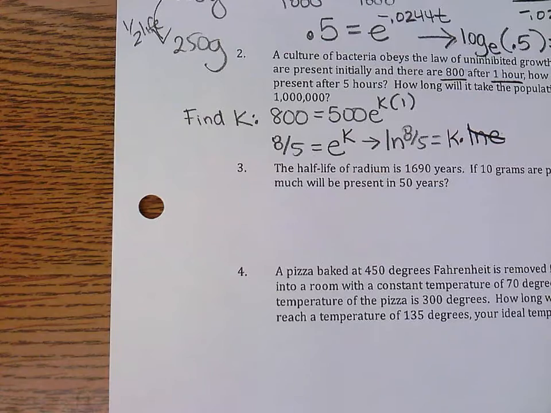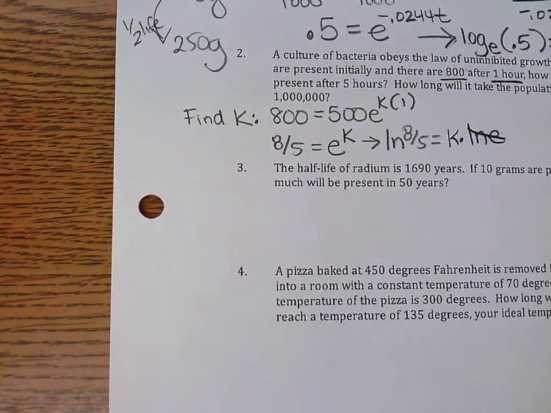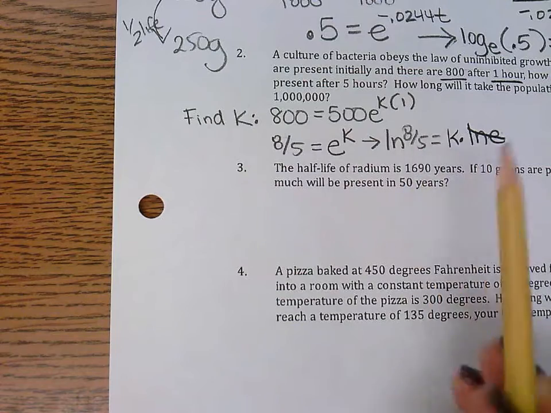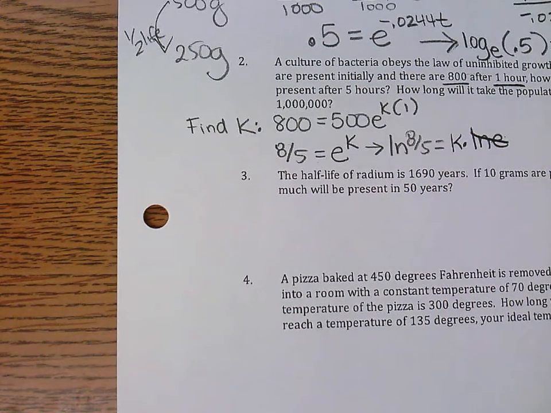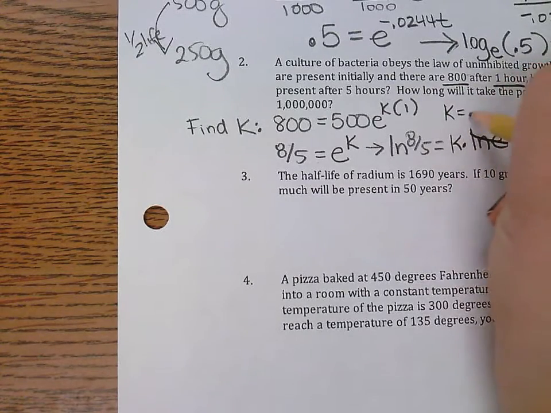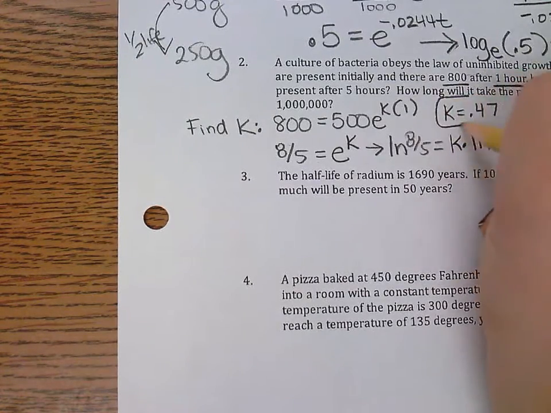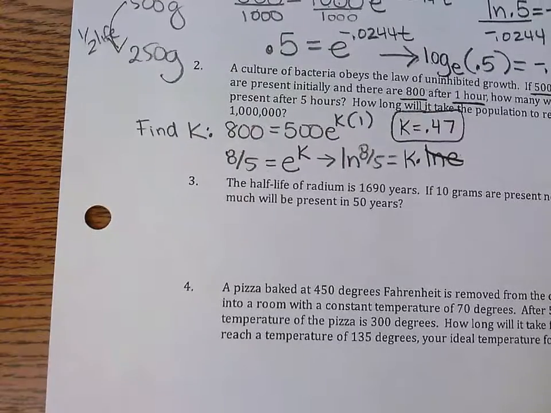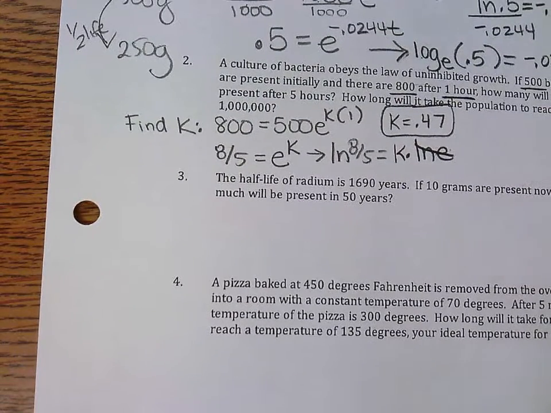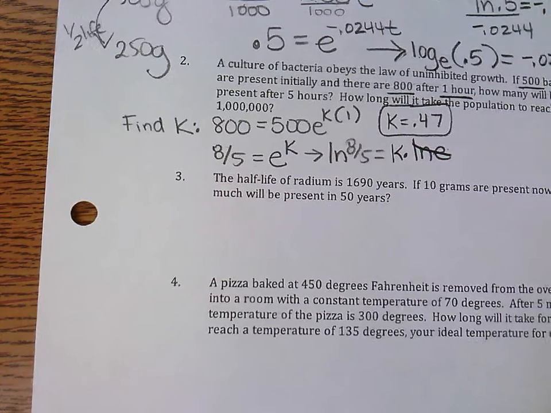Am I losing anyone when I'm changing from exponential to log form, or taking the log of both sides? Because that's an important step. Did you get 0.47? Okay, so I need K in order to solve the rest of this problem. Now that I know K, you should be able to plug in K and solve for how many are present after 5 hours and how long it will take to reach 1,000,000.